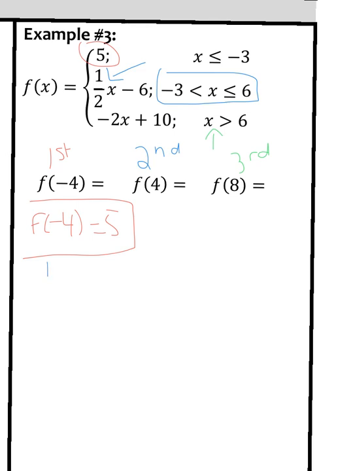So it goes 1/2 times 4 minus 6. So 1/2 times 4 is 2 minus 6, so that equals -4.